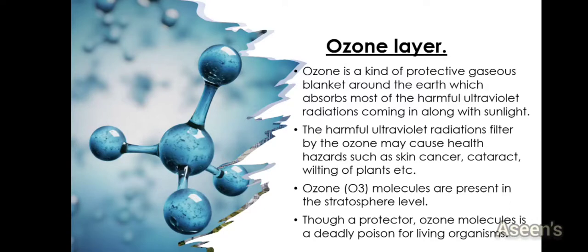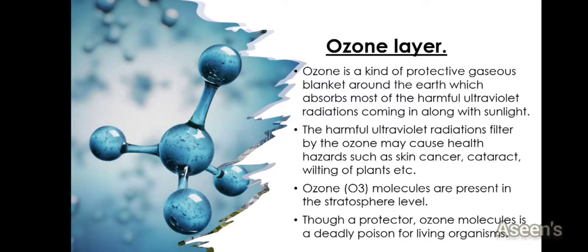And so this blanket, what is the job of this blanket? See here, sunlight comes, we get sunlight from the sun, right? So as the sunlight is coming to us, before it reaches us, it passes through this gaseous blanket of ozone layer. So what is actually happening now?